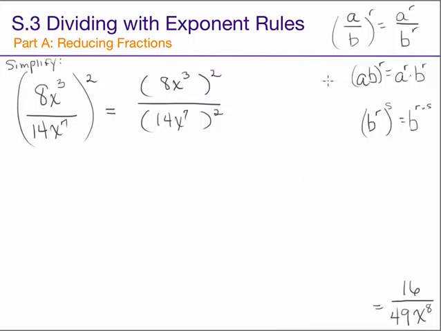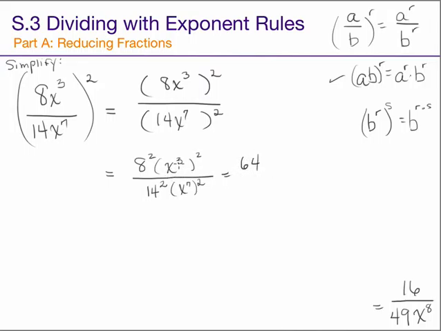Now I'm going to use this rule here. 8x cubed all squared is 8 squared x cubed squared. So I'll rewrite this as 8 squared x cubed squared. And the same thing on the denominator. 14x to the seventh all squared is 14 squared x to the seventh squared. Now, 8 squared is 64.